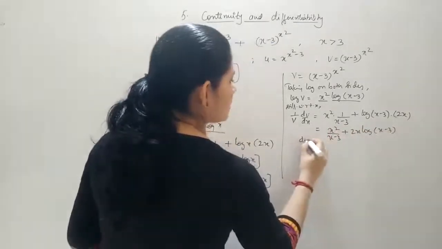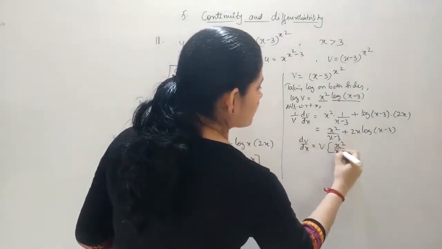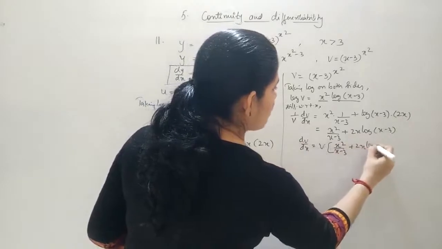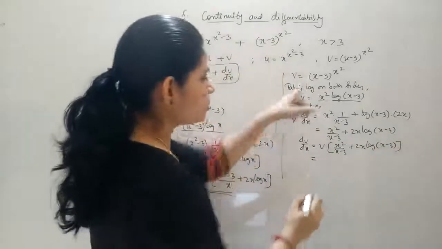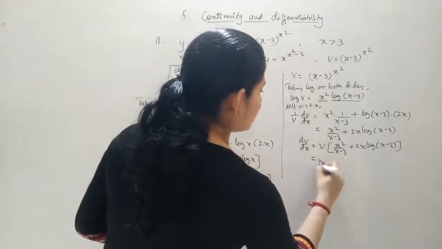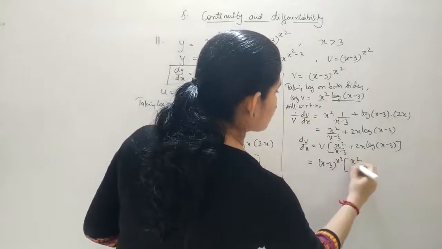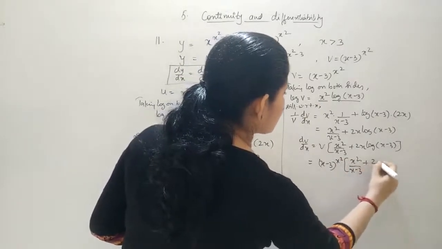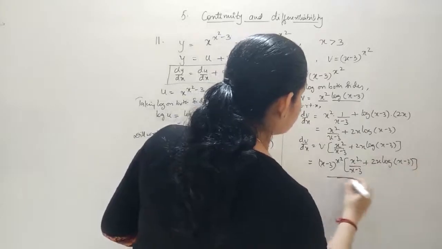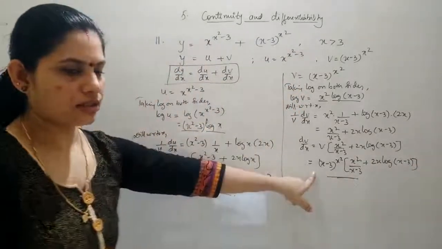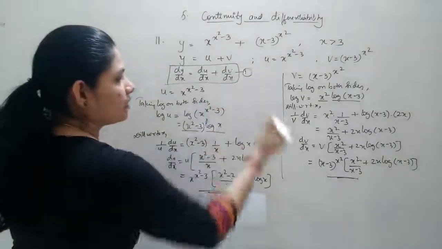So what is dv by dx? v into x square by x minus 3 plus 2x log of x minus 3. Replace v's value, which is x minus 3 the whole raised to x square into x square by x minus 3 plus 2x log of x minus 3. So two values you got. Your question was find dy by dx. Replace in this both the values.